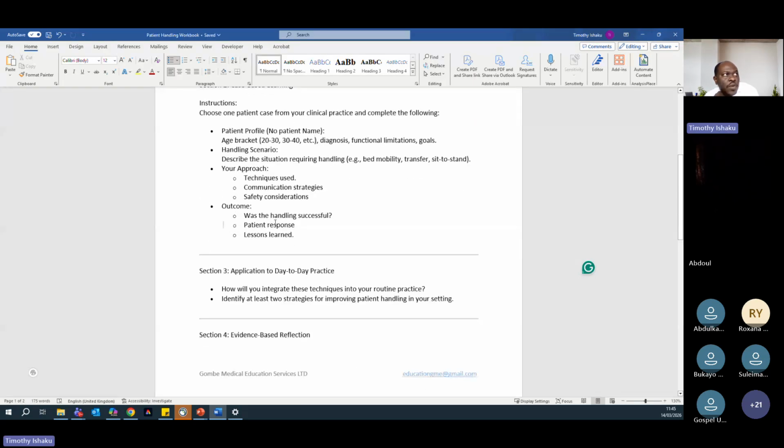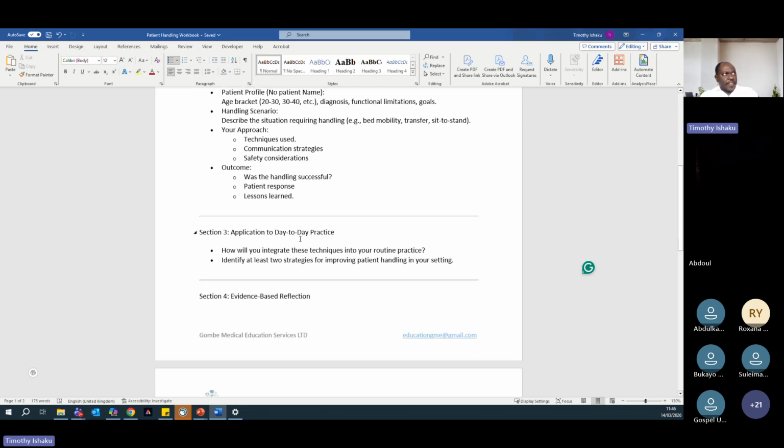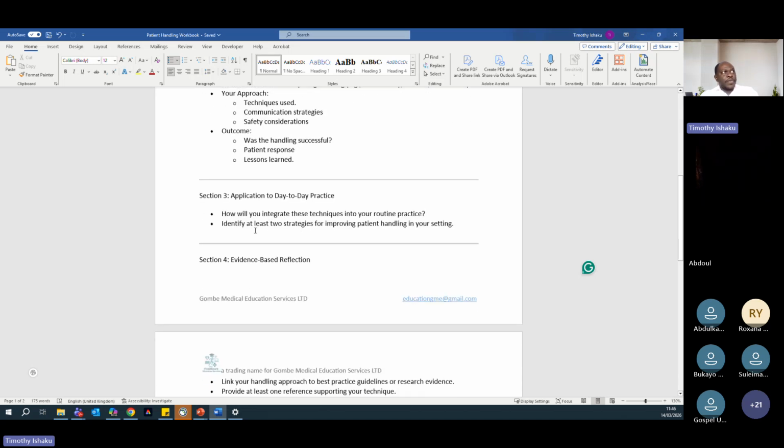When you use it, was the handling successful? How do you find it or not? What is the patient response? If it is a patient that is already on your caseload, you go back after the training and try it on the patient. Then maybe the patient can give you a bit of feedback on what the differences are and what the lessons learned are.